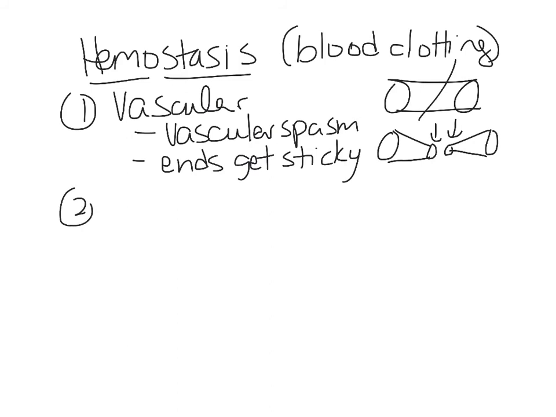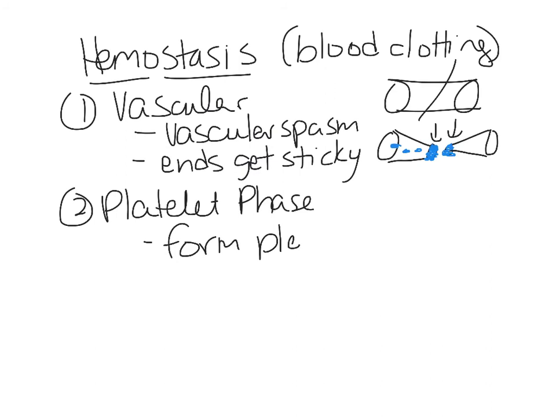Then we get the second phase, which is called the platelet phase. Here we have the little platelets, and the platelets get to those sticky ends, and they start to aggregate or stick to the sticky ends, and they form what's called a platelet plug. So that's going to stop the bleeding. A lot of times, if it's a small enough blood vessel, that'll just completely stop that blood loss right then and there. And then the last phase that we have is called the coagulation phase.